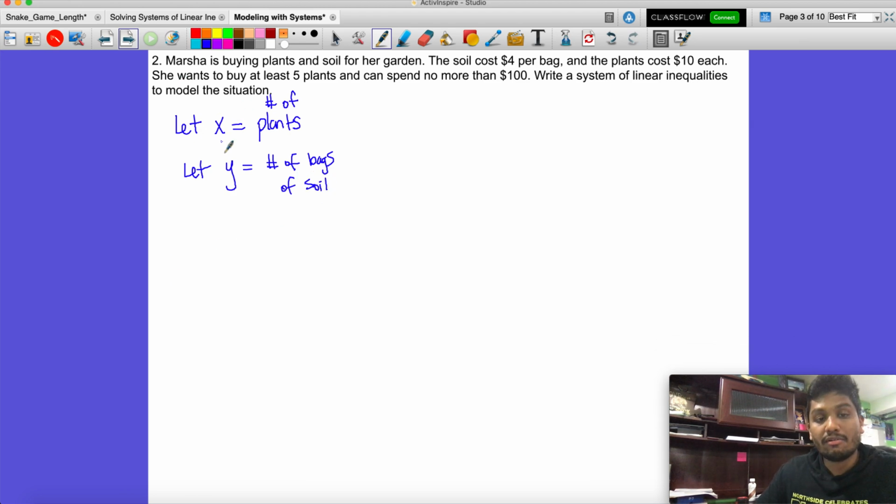Cool. So now you have variables that represent this. Every time you're talking about the number of plants, bam, x. Every time you're talking about the number of bags of soil, that's y. Good. So now you have these variables. Now we're going to just write down a couple of things that we do know.